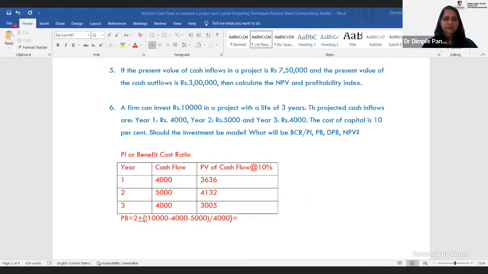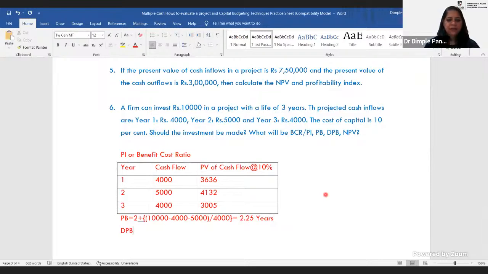2.25, perfect. Okay. Go ahead with the discounted payback period. So this is going to be 2.25 years. All of us on the same page?